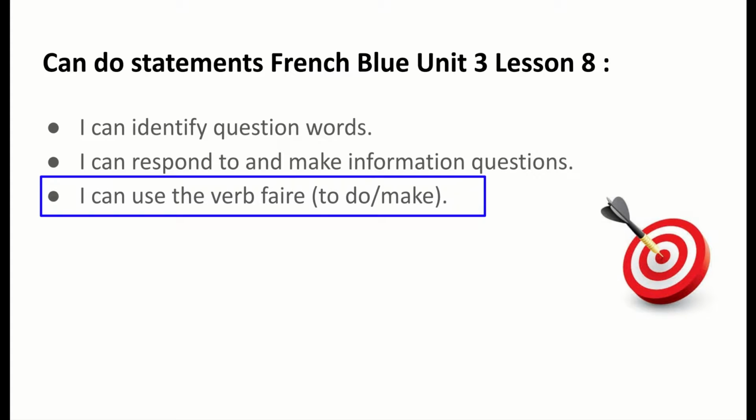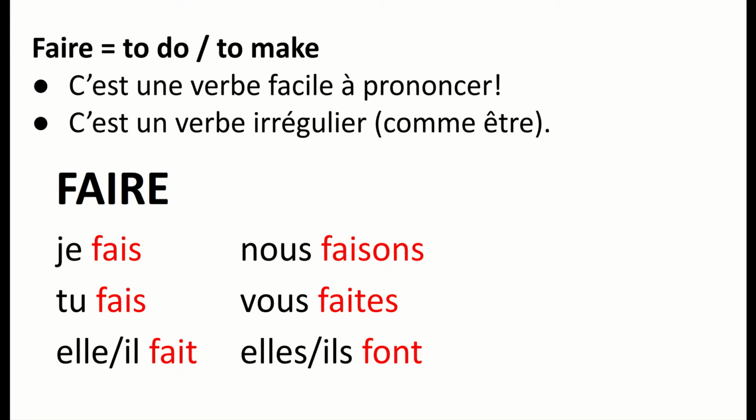Okay, lastly, the verb faire, to do or to make. C'est un verbe facile à prononcer. Okay, so I'm giving you some tips here. It's easy. You'll see it a lot. C'est un verbe irrégulier, comme être.